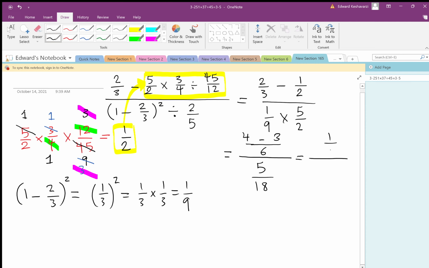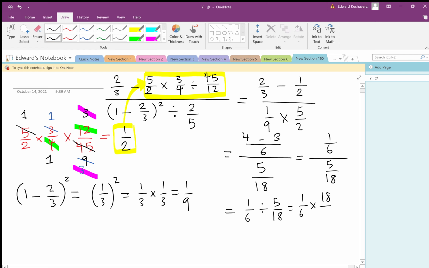So 1/6 over 5 over 18, which can be written as 1/6 divided by 5 over 18, or 1/6 times 18 over 5. So we can simplify 6 and 18. 6 divided by 6 is 1. 18 divided by 6 is 3. And the final answer should be 3 over 5, if I haven't made any silly mistakes. Thank you for watching.